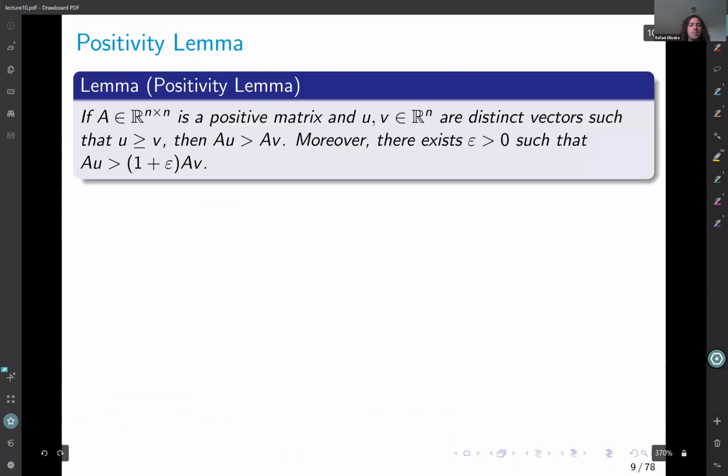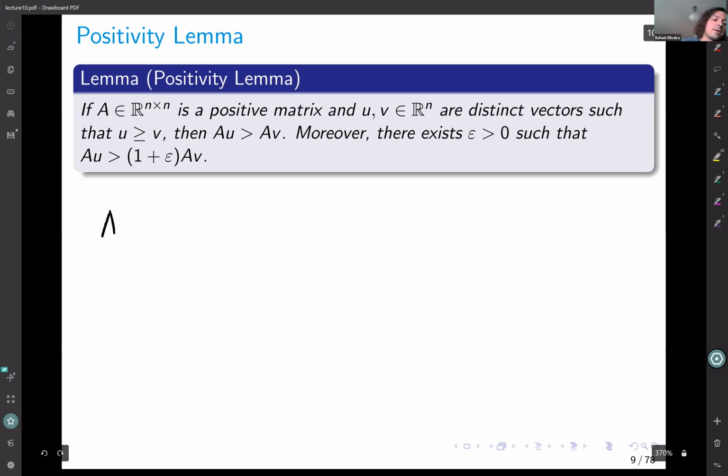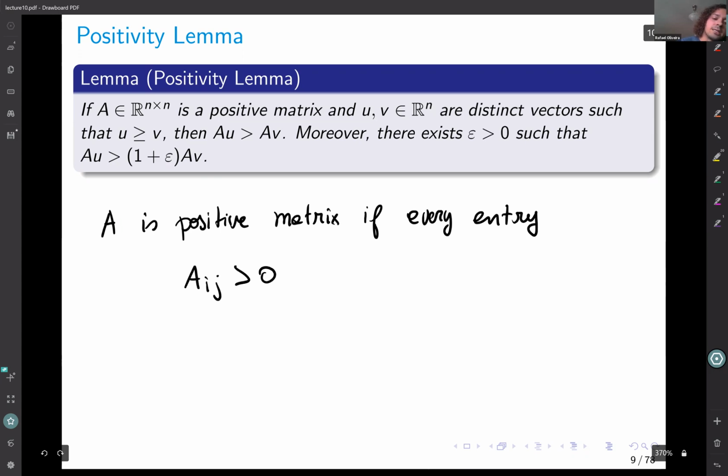And we also need a positivity lemma. This is something that will work for positive matrices. Now, what is a positive matrix? We say that A is a positive matrix if every entry Aij is strictly bigger than 0. So this is a positive matrix.